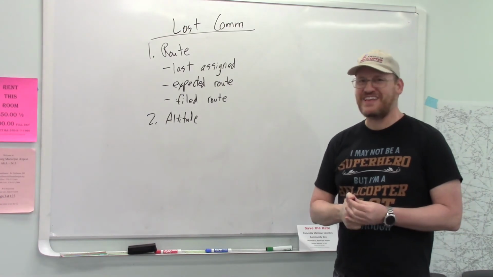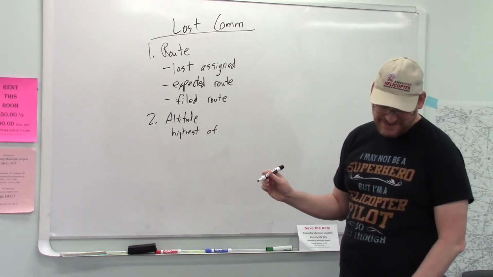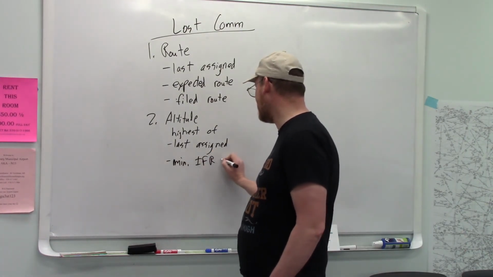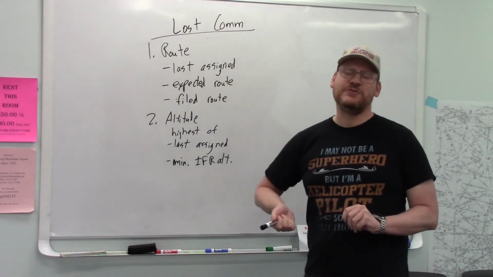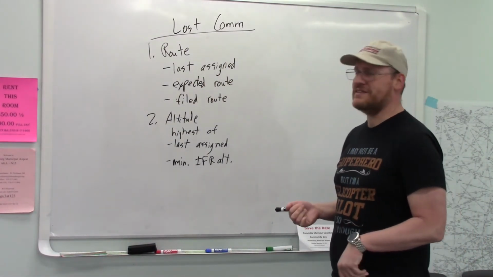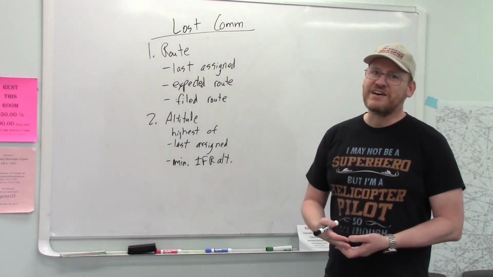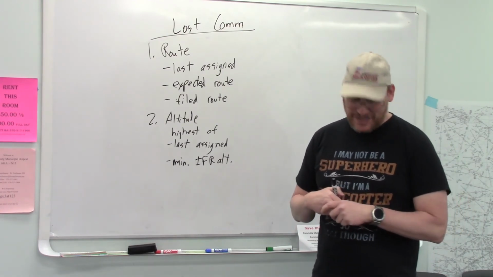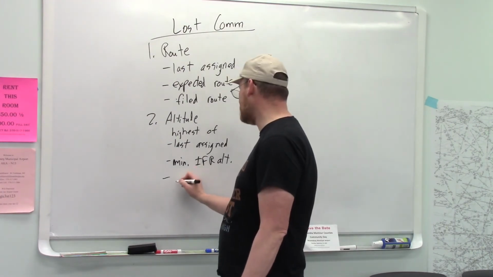You need to fly the highest of last assigned, minimum IFR altitude. So what does the minimum IFR altitude mean? It depends. It could be the minimum vectoring altitude. It could be the minimum en route altitude if you're on an airway. And again, these are things that we haven't talked about yet. Or the one you were told to expect.